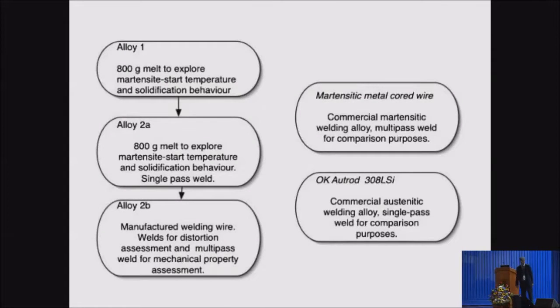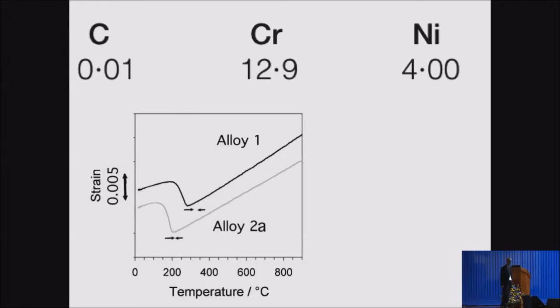And this is what we did. Whenever we do some calculations and think of an alloy, we first make a very small quantity, like 50 grams or 800 grams. We test the basic principles, and then we get the welding consumable manufactured, in this case by ESAB. And we do a comparison against an austenitic stainless steel. So here are these alloys, and they're transforming at a reasonably low temperature of around 200 degrees centigrade. And I've simplified the composition here, so you can see that the main constituents are basically chromium and nickel.